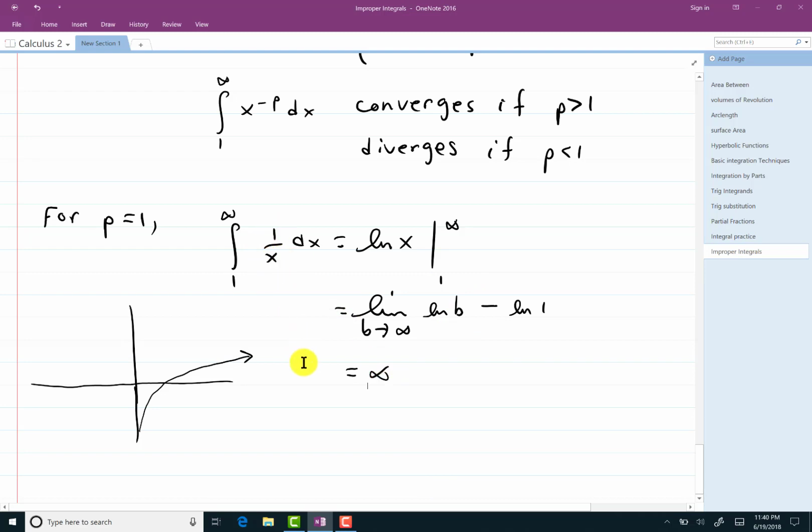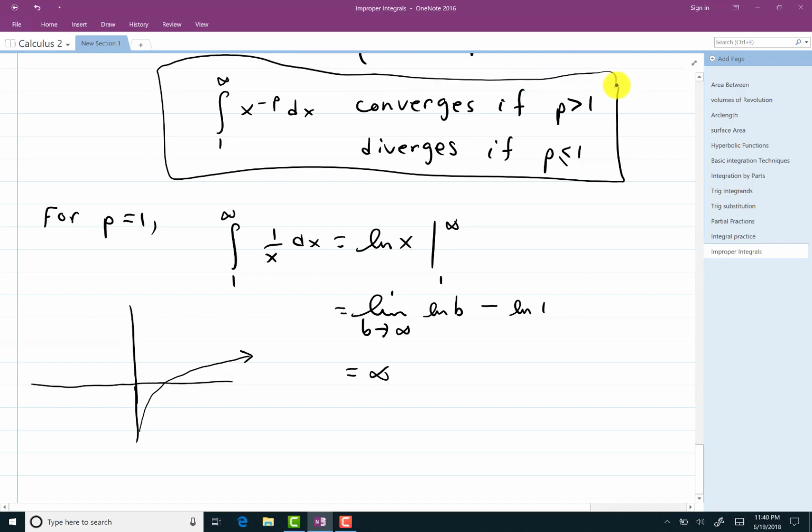So it's going to become infinite if p equals 1. So it's going to diverge if p is less than or equal to 1. Of course, this is a monster concept for the book and for this section.